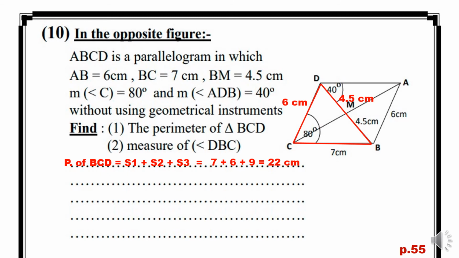And then in number 2, I want to find the measure of angle DBC. I have here in the parallelogram angle ADB equal 40 degrees. So angle DBC is equal to angle ADB, as they are alternate angles. So ADB equal DBC equal 40 degrees, as they are alternate angles.